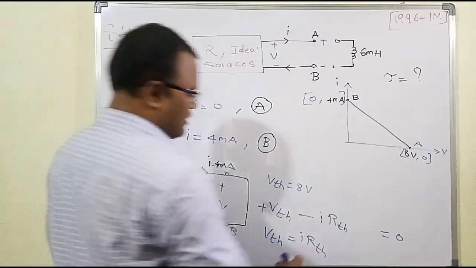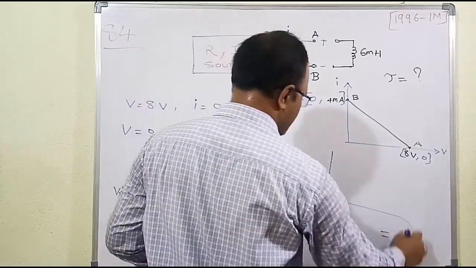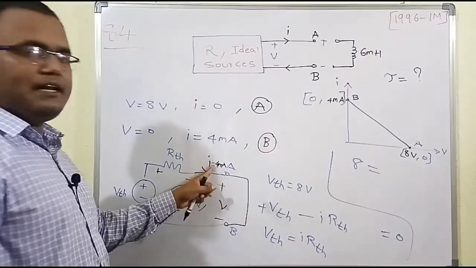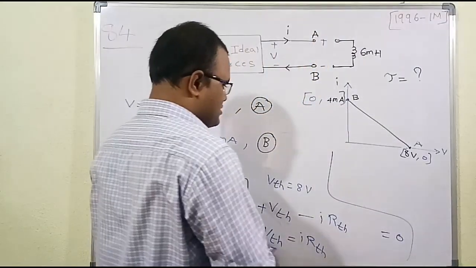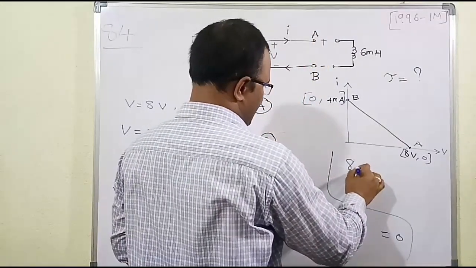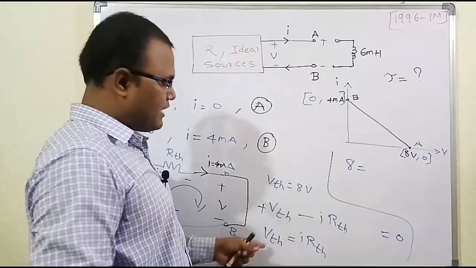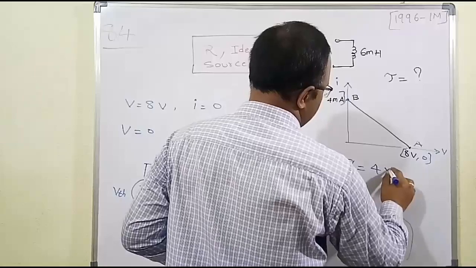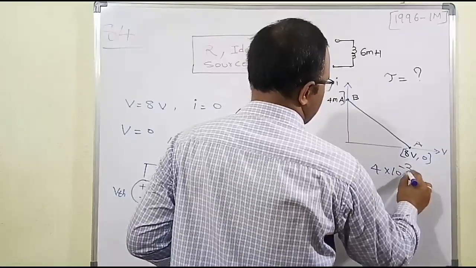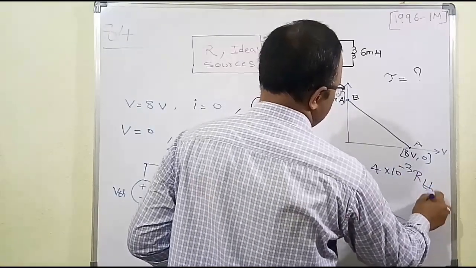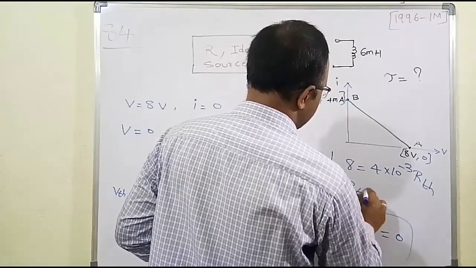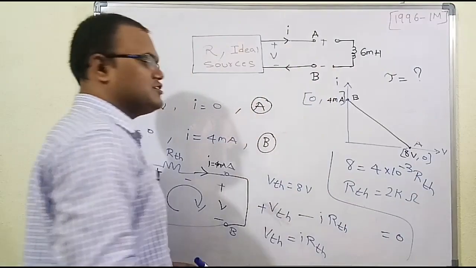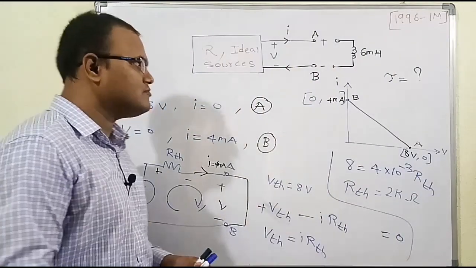VTH is already 8 volt. I am solving this equation here. Current is already 4 milliampere. Now here VTH is 8 volt, which is already known, and the current is already given, which is 4 milliampere, means 4 into 10 to the power of minus 3. So we need to find the RTH. If you solve this equation, we will get RTH is equal to 2 kilo ohm. So the value of RTH is equal to 2 kilo ohm.